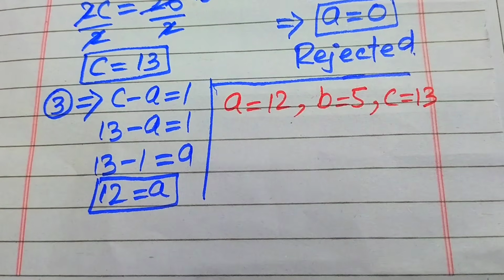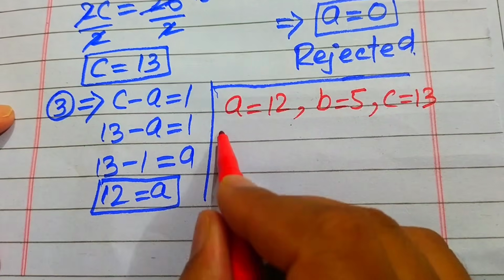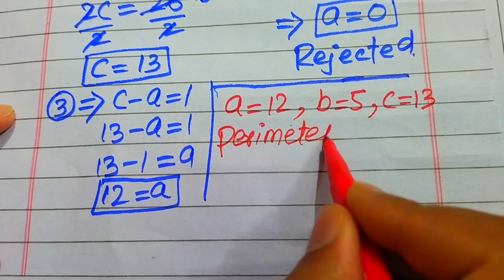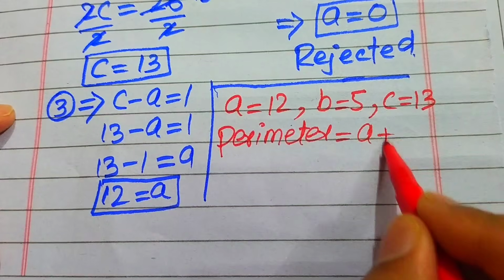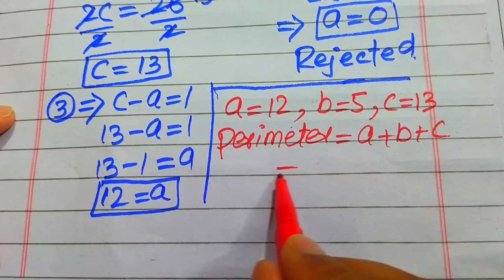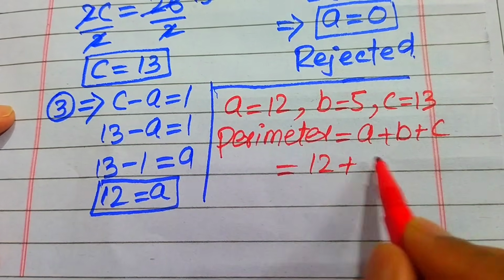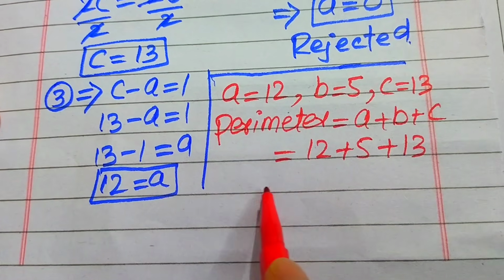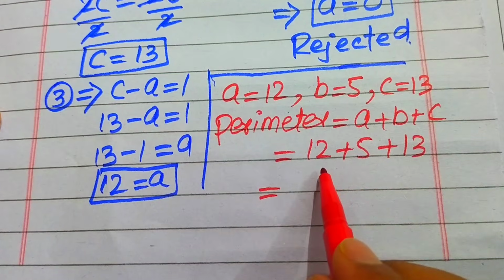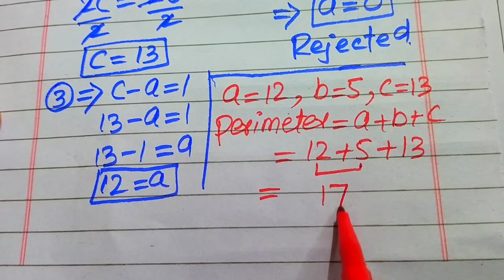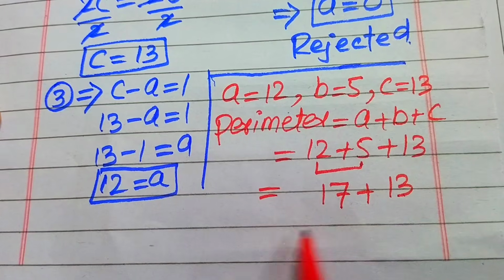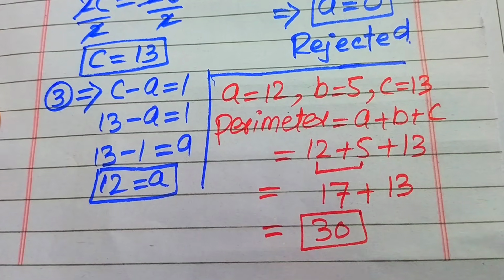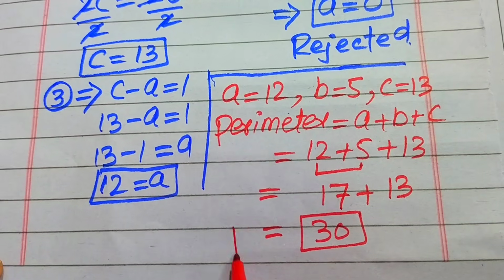And now we move towards finding the perimeter of this triangle. We very well know that the formula for the perimeter of a triangle is a plus b plus c. The value of a is 12, plus the value of b is 5, plus the value of c is 13. We sum these up: 12 plus 5 becomes 17, plus 13, and 17 plus 13 becomes 30. This is our final answer, the perimeter of the given triangle.